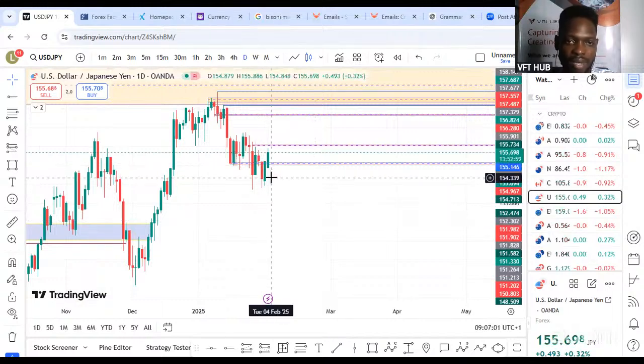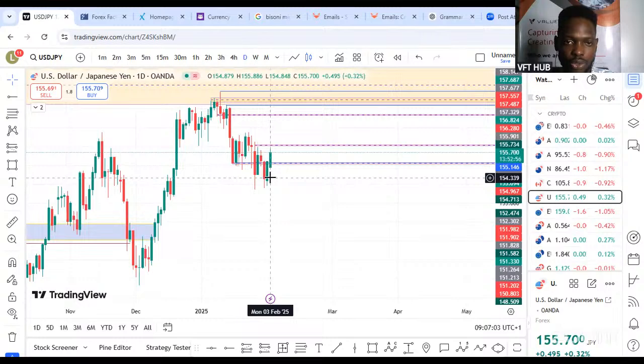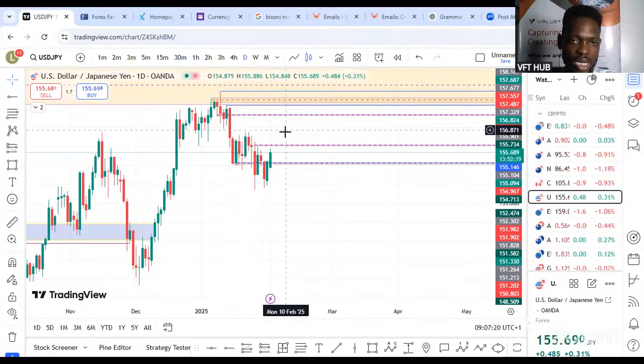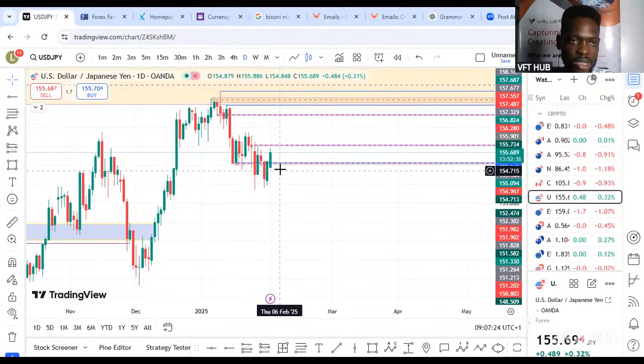So where are the levels we are looking out for on UJ? I'm still of the opinion that it's going to buy all the way to this level here to clear liquidity, knowing fully well that what we are expecting on the yen basket is for it to tank down. If the yen basket is tanking, then we expect UJ to rally, and at the same time this week, just as CJ explained earlier on, we still expect more strength in the dollar.